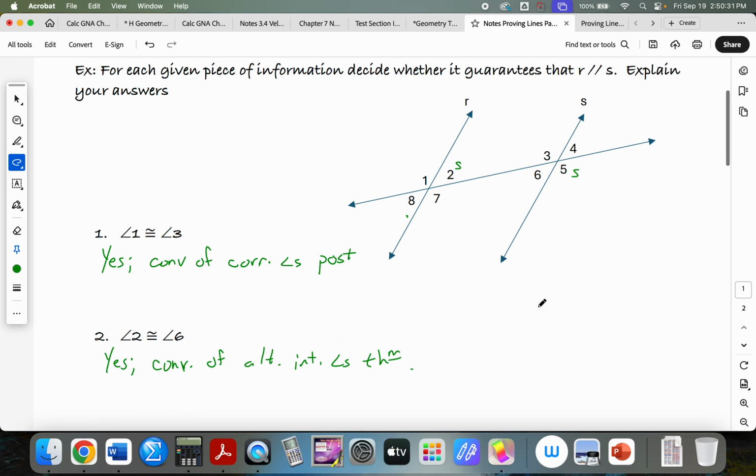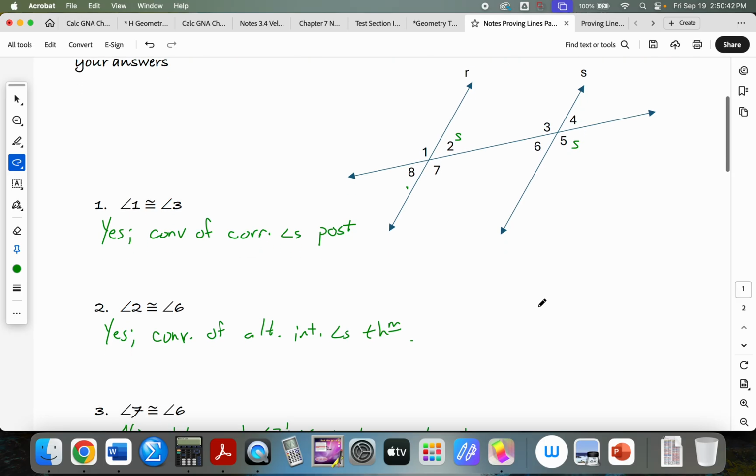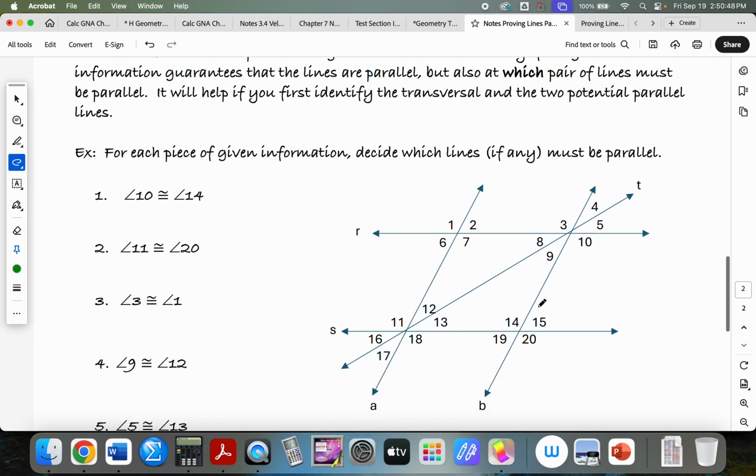So you've got to look for what type of angles are they. If they aren't any type of angles, then it's game over. Right? Then the lines aren't going to be parallel. And then see, do they have the right relationship? Okay, let's go on to a more complicated diagram.